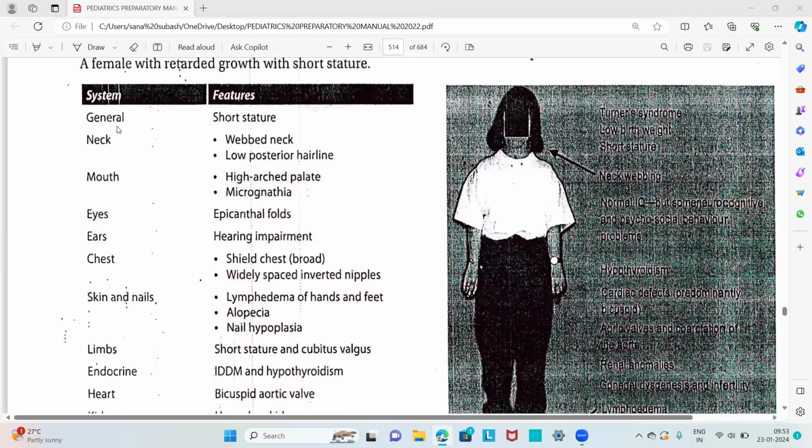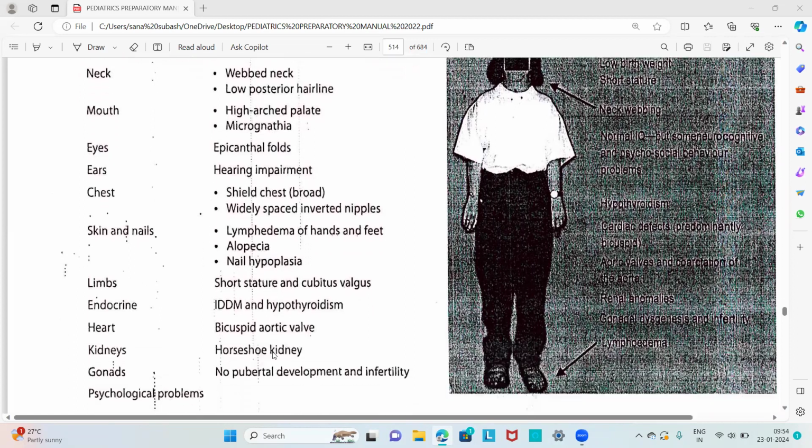The systemic features: generally we have short stature, webbed neck and a low posterior hairline. In the mouth, high arched palate and micrognathia. In the eyes, we have epicanthal folds similar to Down syndrome, but this should not be confused with it. Ears: hearing impairment. Chest: shield chest or broad chest, and widely spaced inverted nipples. Skin and nails: lymphedema of the hands and feet, alopecia, nail hypoplasia. Limbs: short stature and cubitus valgus deformity.